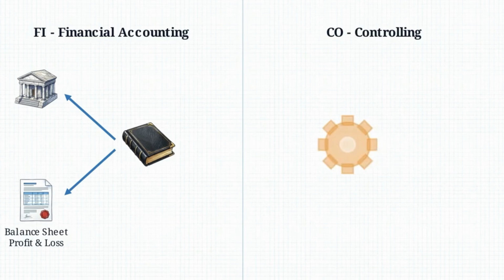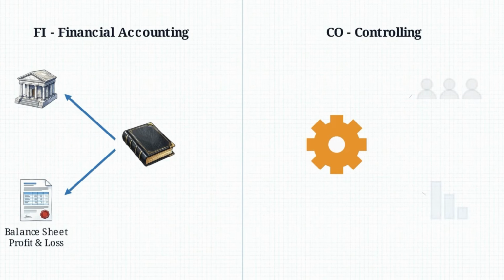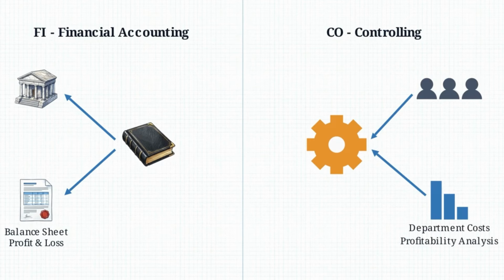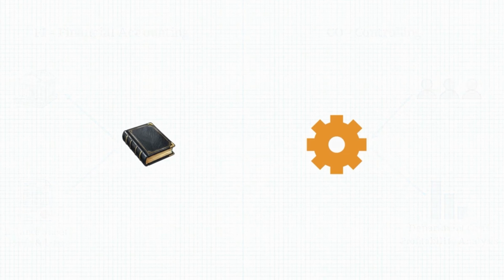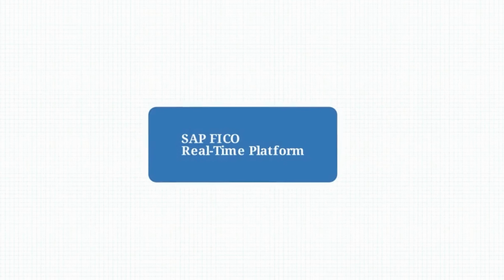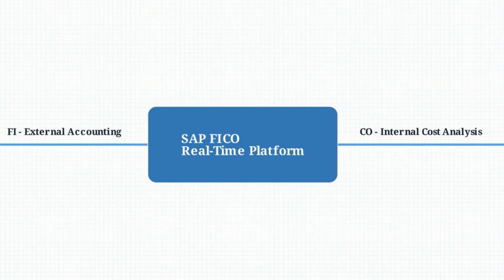authorities. On the right is CO, or controlling. This half handles internal management data. It tracks department-level costs, analyzes profitability, and provides the budget metrics that company executives use to make internal business decisions. By uniting external accounting and internal cost analysis into a single real-time platform, FICO ensures that regulators and executives are operating from the exact same dataset.